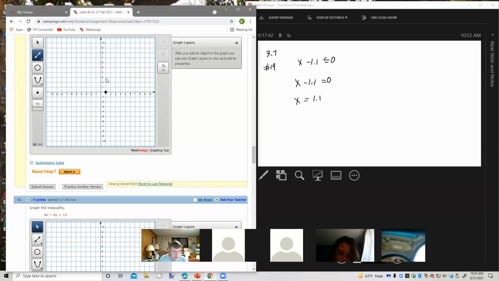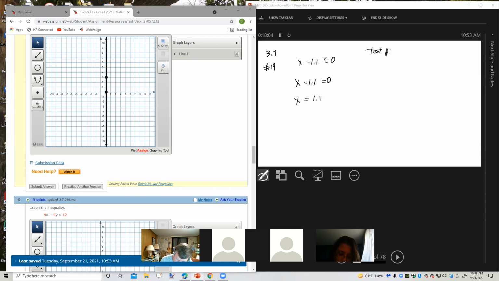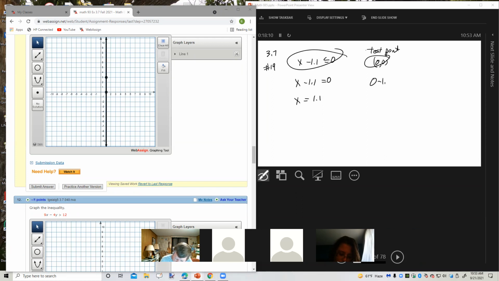So let's see here. We'll put in a couple of points, and we'll make that 1.1 and we'll make that 1.1, and there's our line. Now it's less than or equal to, so it's going to be a solid line. For a test point, how about (0, 0) again? If we put that in there, 0 minus 1.1 less than or equal to 0, negative 1.1 less than or equal to 0, that's true. So it's going to be over on that side.